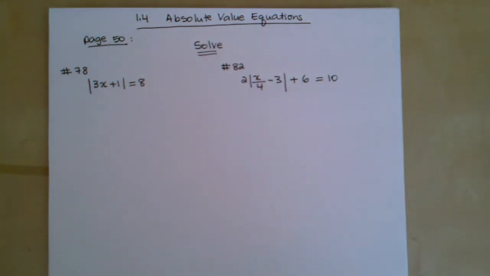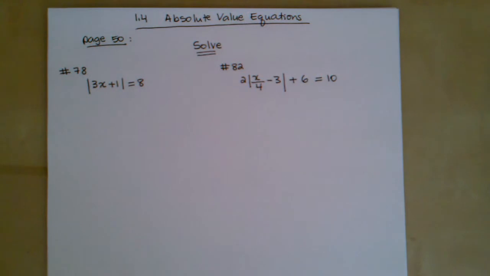Let's continue our discussion of section 1.4, where we would like to look at part 2, which is absolute value equations. This is on page 50 in your text, and I want to look at number 78 and number 82. So both of these equations contain absolute value, and your first step is always to make sure that your absolute value is isolated. So if you look at number 78, we can start solving that equation.